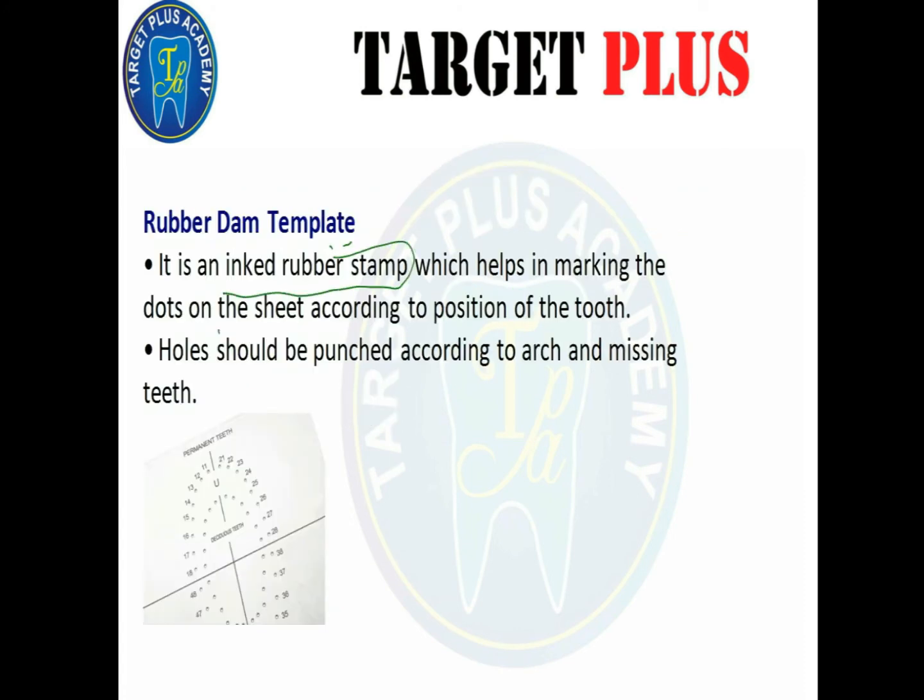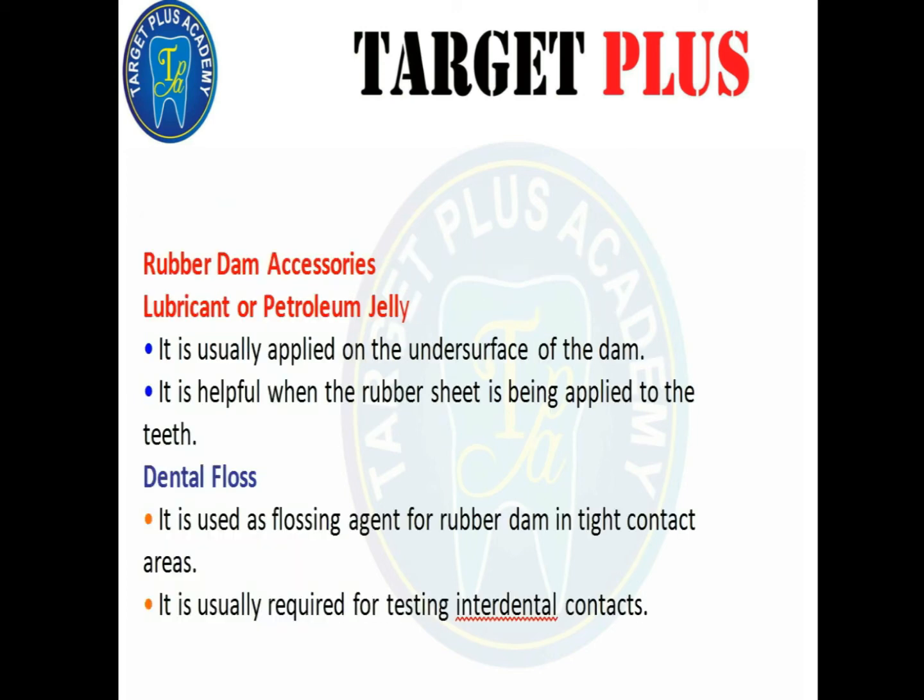Rubber dam template. This is the rubber dam template. It is an inked rubber stamp which helps in marking the dots on the sheet according to the position of the tooth. Among the rubber dam accessories, lubricant or petroleum jelly can be applied under the surface of the dam. It is helpful when the rubber dam sheet is being applied to the teeth.